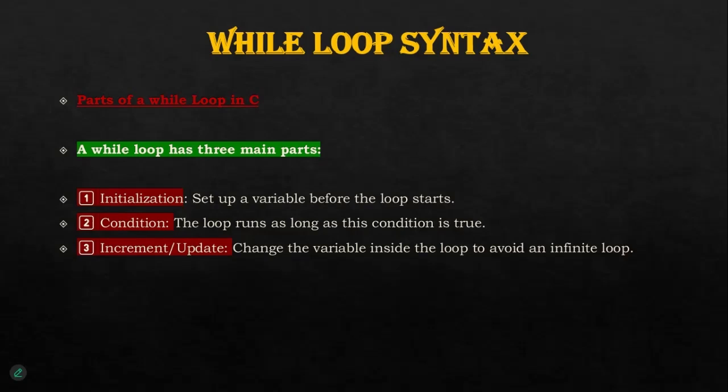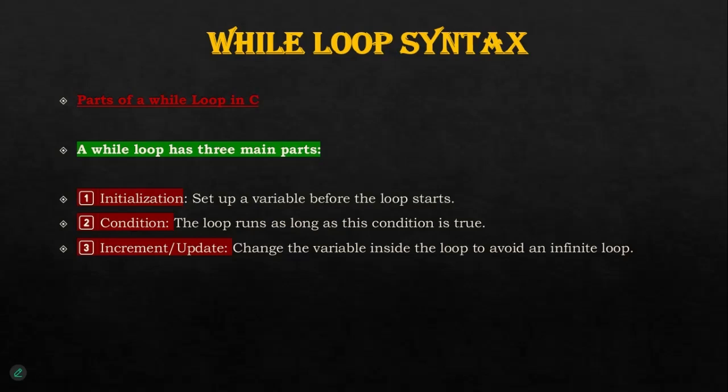After that, the condition. The loop runs as long as the condition is true. In the while part, inside the brackets, you have to give the condition, like i less than or equal to 5, or i less than 5. This will be true until i is less than 5. So until the condition is true, the loop will run. This is the condition.